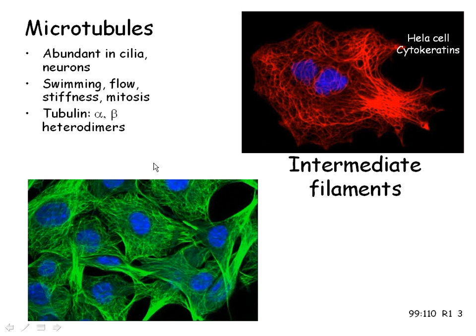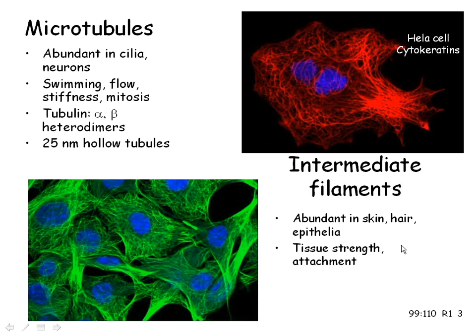Microtubules need 2 proteins to be built. They have an alpha and a beta tubulin, and there's 1 alpha and 1 beta in the dimer. So that's the building block for microtubules. Intermediate filaments, they're hollow tubes. They are actual tubules. Intermediate filaments, we've mentioned where we find them.